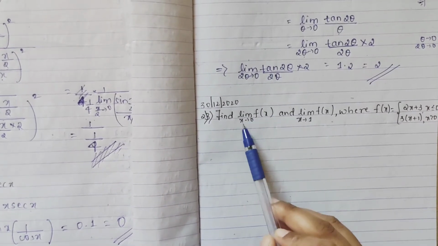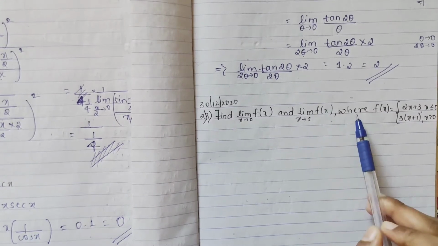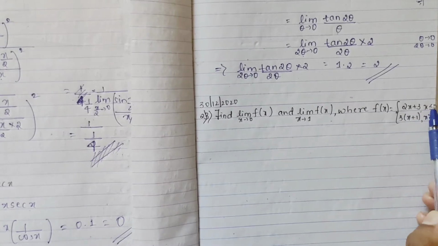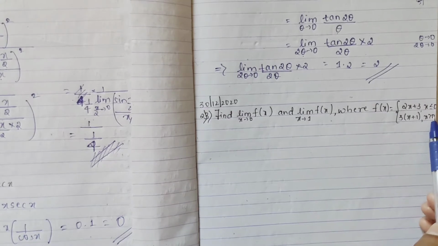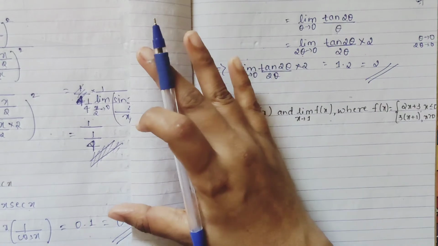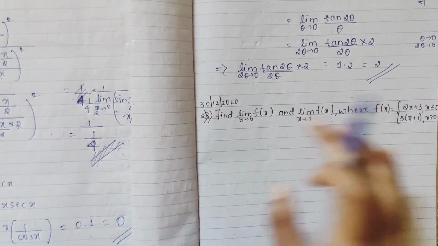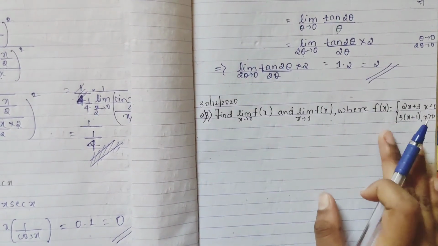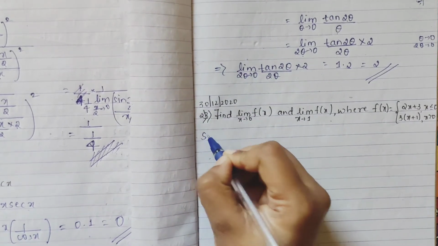Find limit f of x as x tends to 0 and limit f of x as x tends to 1, where f of x is equal to 2x plus 3 where x is less than or equal to 0, and 3x plus 1 where x is greater than 0. Till question 22 it was something else, lying on a different platform, and this comes under a different branch or different form. But don't get confused, it is similar only.